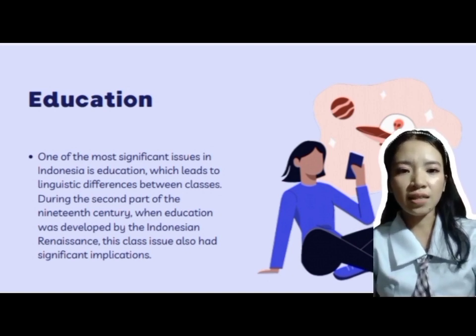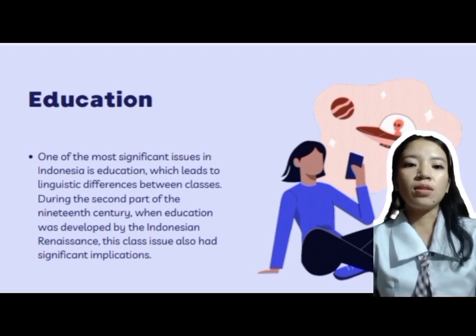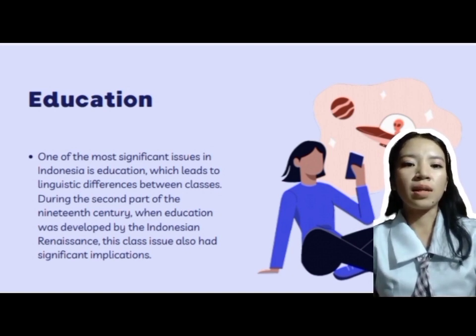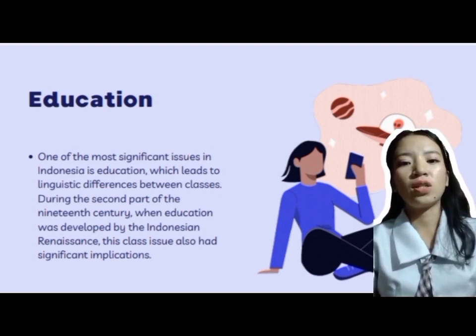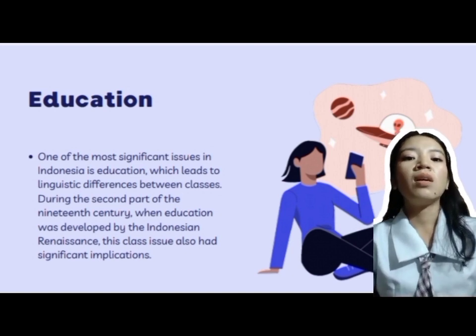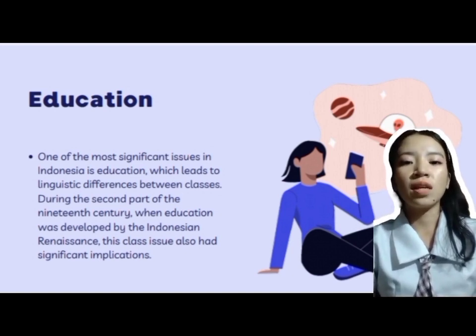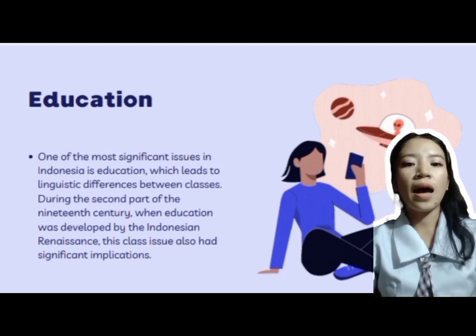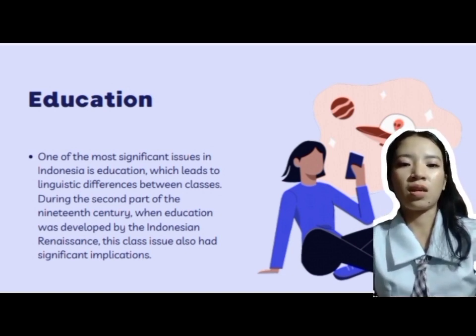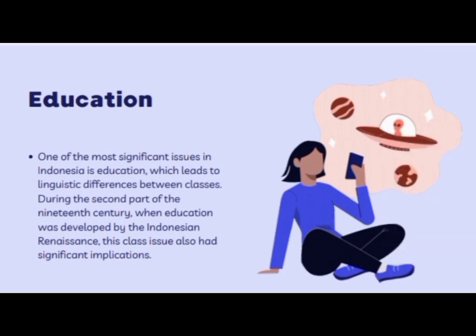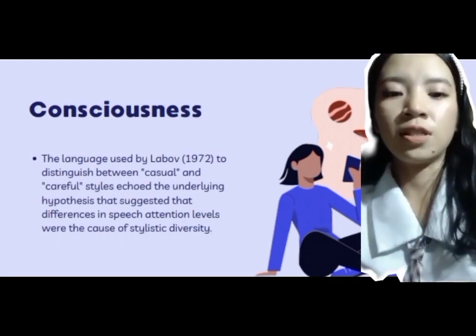The society still maintains this unsuitable equilibrium between the classes in the educational system. So social class intersects with education to shape language use by influencing access to resources, language exposure, attitudes, expectations, and aspiration within the educational system. Next is consciousness.